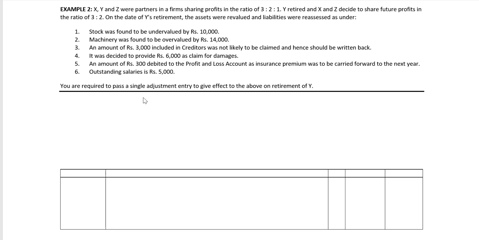So when they say we need to pass only a single adjustment entry, only one entry to be passed, we know we need to follow the second method. So let's begin with the solution. We'll do the working notes first.